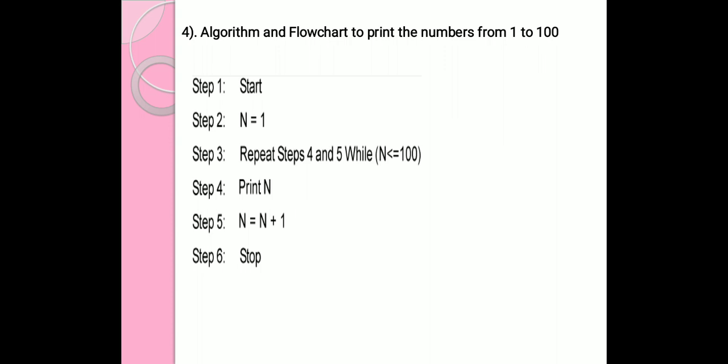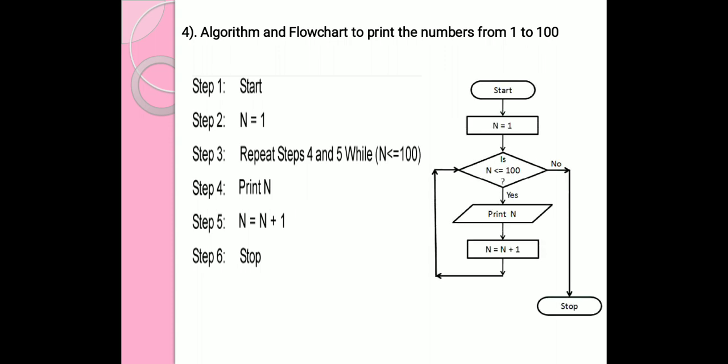As the algorithm looks slightly different, the flowchart also differs slightly, like this. Here step 1 is start, step 2 is n equal to 1, and step 3 is repeat steps 4 and 5 while the condition n is less than or equal to 100. So first we check 1 less than or equal to 100. Is it true? Yes. Then go to the fourth step, print n. So first print the value 1. Then the value of n is increased by 1. Then n equal to 2. Then again repeat steps 4 and 5.